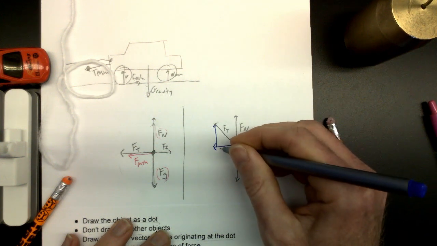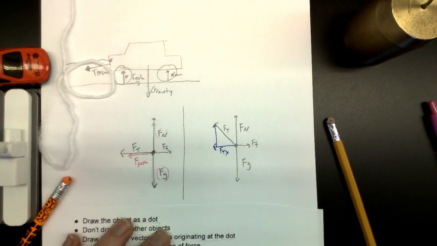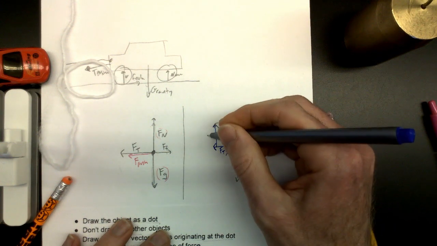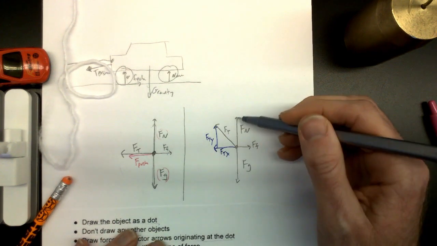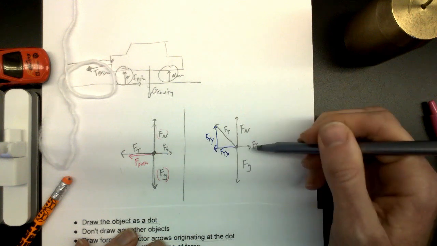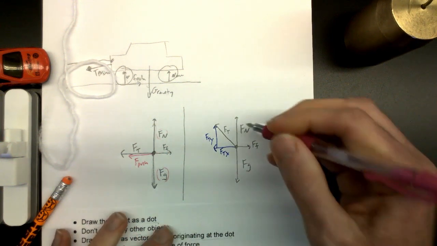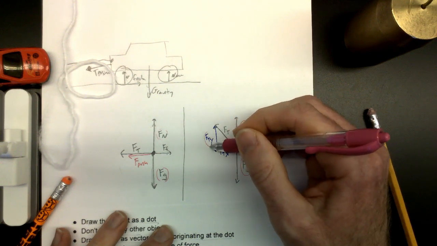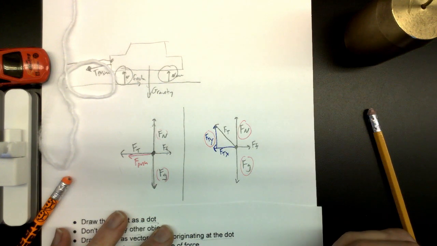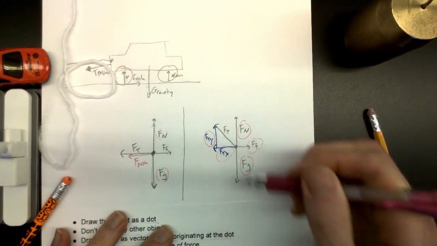Maybe I could label this as Ft in the x direction, and maybe I could label this one as Ft in the y direction. That way, when I'm looking at forces, I can see which forces are acting in the up and down direction and which forces are acting in the side to side direction. In the up and down direction, I've got normal force, I've got gravity, and I've got this component of the tension. In the side to side direction, I've got just this friction force and this tension force going that way.